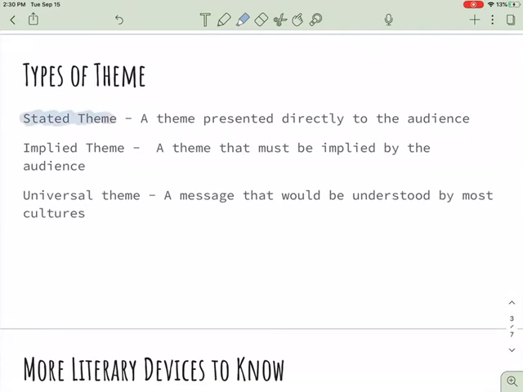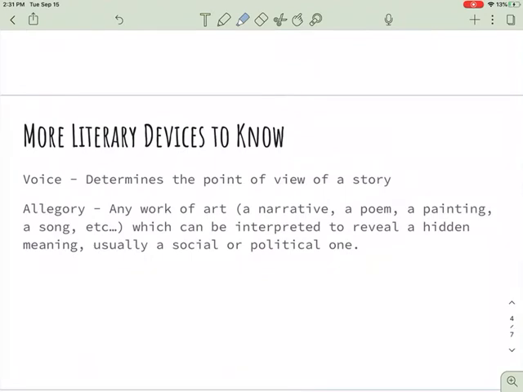We have a stated theme. Very simply, it is presented directly. All right? This is a story about why you shouldn't lie. Okay? Implied theme, a theme that must be implied, right? Or inferred, I guess you could say. They don't come out and tell you what it is. You need to figure it out. And then a universal theme, this is something that would be understood by most cultures, right? So there you go. More literary devices to know.